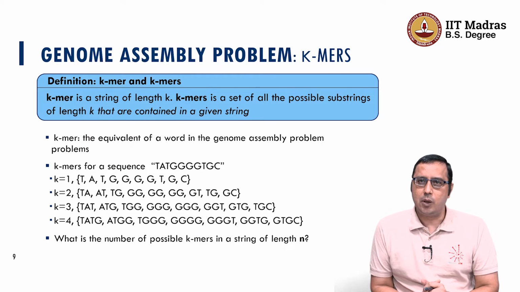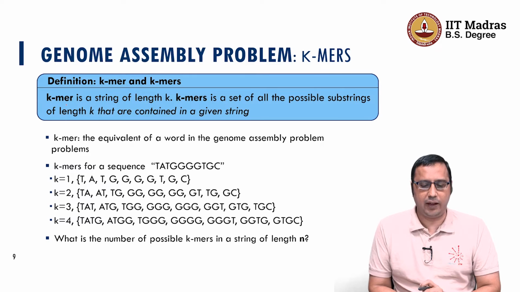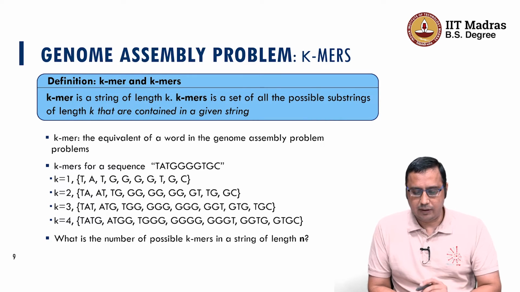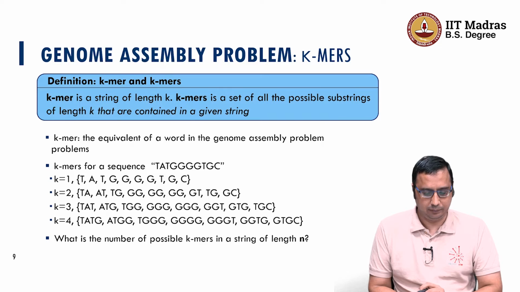Before I go to the genome assembly problem, let me define certain concepts. We'll start with the concept of k-mers. A k-mer is a string of length k, and the k-mers of a string are the set of all possible substrings of length k that are contained in a given string.